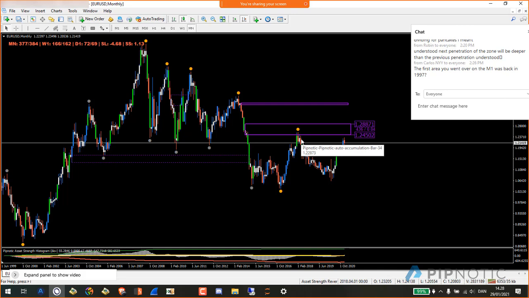Price comes to it, okay? And then you sit. There's nothing to do until this is gone. When this one's gone, you do the exact same thing. You identify the area that removed this. Okay, the first area you went over on the 1 minute was back in 1997. On the 1 minute, no, this was kind of bleeding edge price.